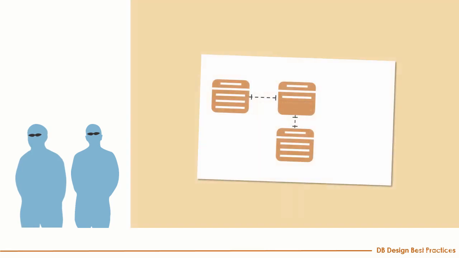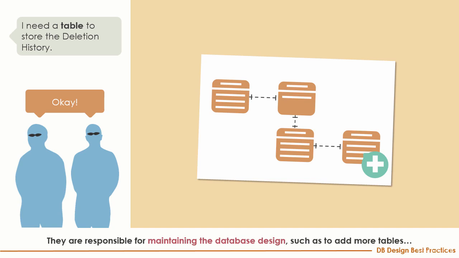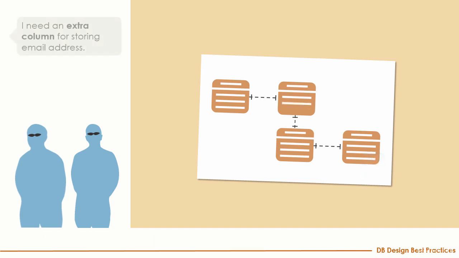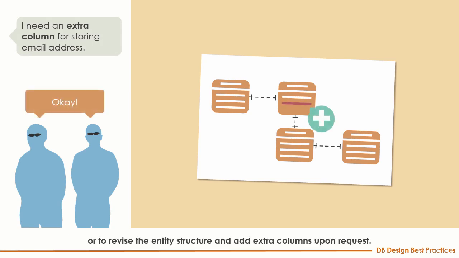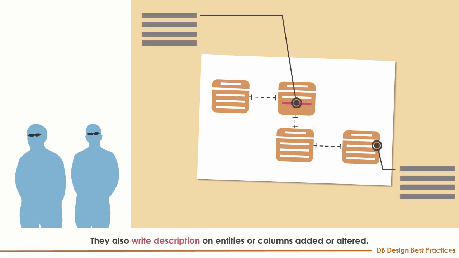If someone asks, I need a table to store deletion histories, then they will say, okay, let me just add a table. And if someone wants a column to store the email address, they will add the email address column, and they will also write the description of the column.